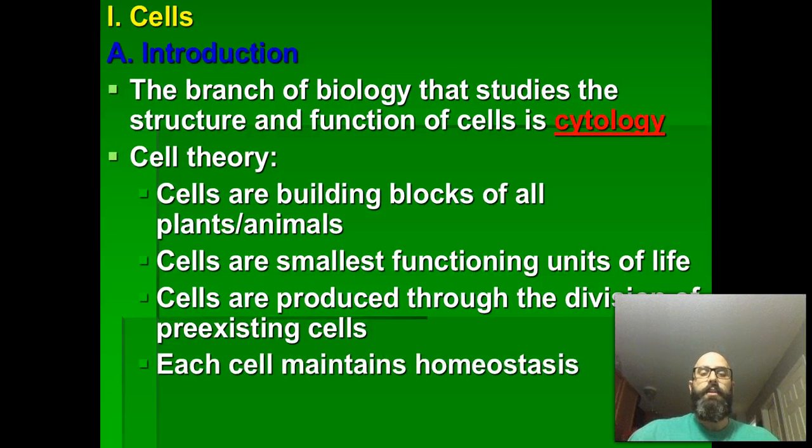Okay? Each cell maintains homeostasis. So the cell itself maintains a functioning, working internal environment, which then has this cascading effect called interdependency upon every biological level above it. So as long as a cell maintains homeostasis within itself, or all cells, then the tissue those cells are functioning with should be fine, which causes the organ to be fine, which causes the organ systems to be fine, which then you get a fully functioning organism.